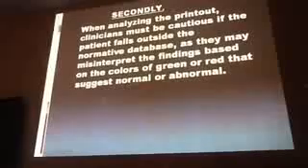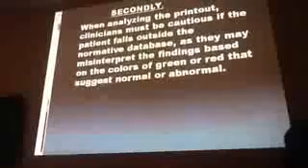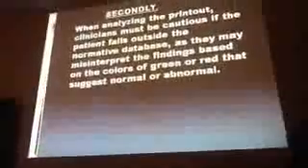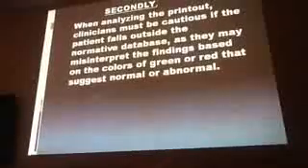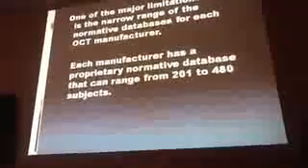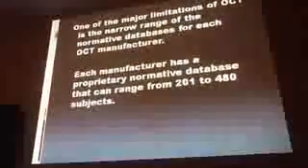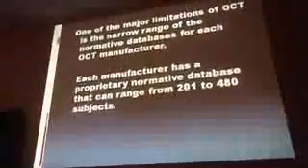Now, secondly, when analyzing the printout, clinicians must be cautious if the patient falls outside the normative database, as they may misinterpret the findings based on the colors of green or red that suggest normal or abnormal. One of the major limitations of OCT is a narrow range of the normative database for each OCT manufacturer. Each manufacturer has a proprietary normative data that can range from 201 to 480 subjects. The ethnicities of the subjects included in the databases are generally not diverse. The normative data is also limited regarding the included age range and magnitude of refractive error.